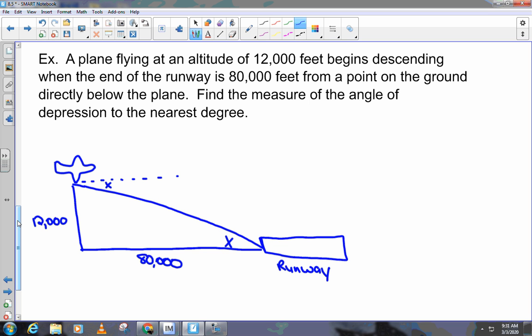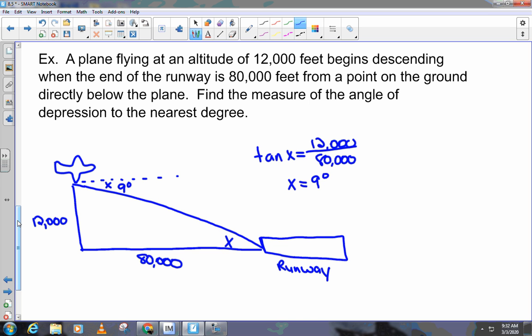All right, so what am I going to do to solve this? I'm going to use tangent. So the tangent of x equals 12,000 over 80,000. All right, so am I going to use inverse tangent or regular tangent? Inverse. Okay, so second tangent, can I just do 12 divided by 80? Yeah, unless you just love all those zeros. Okay, so we end up with 8.5, and it says round to the nearest degree, so it would be about 9 degrees, right? Okay, so this right here is 9 degrees. That's the angle of depression.